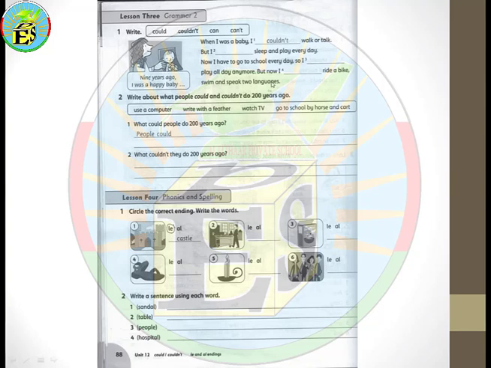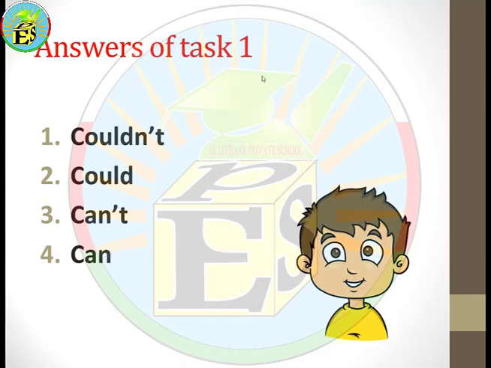"But now, ride a bike, swim, and speak 2 languages." Look at this word here now. This means in the present. Can you guess the correct answers? Okay then, let's check together. The first one is done for us, which is couldn't. The second one is could. Third one is can't. Fourth one is can. So now let's read it one more time with the correct answers.